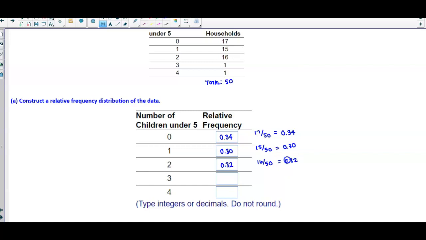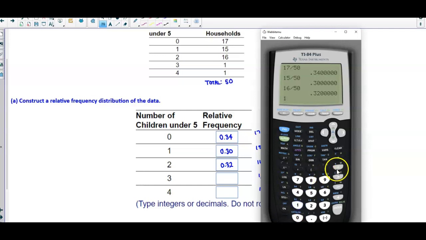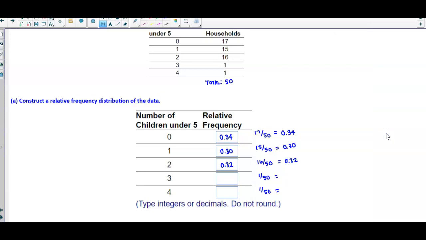The frequency for 3 is 1 over 50, which is the same thing for 4 because that's 1 over 50. So those two values are going to be the same. So if we take 1 and then divide that by 50, we're going to get 0.02. So we get 0.02 and then 0.02.